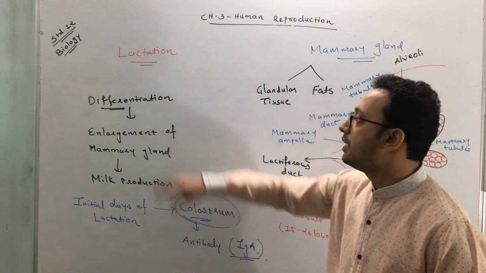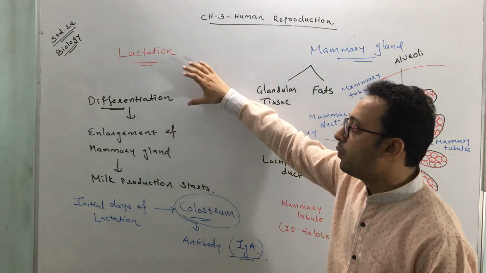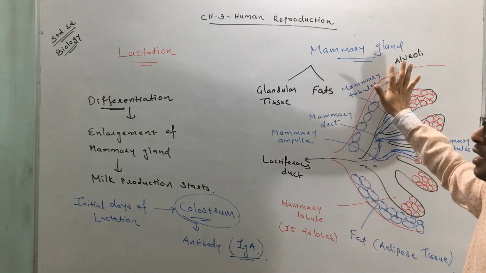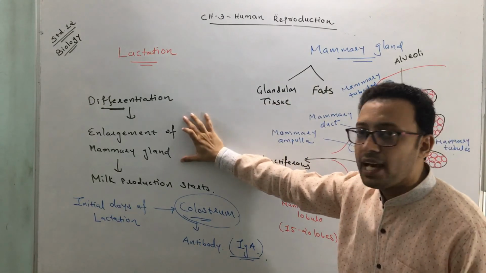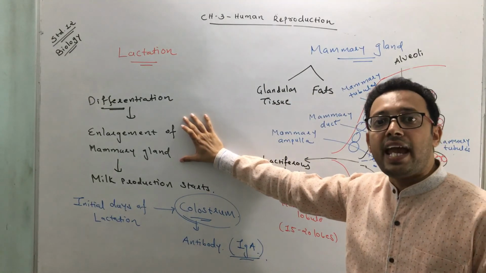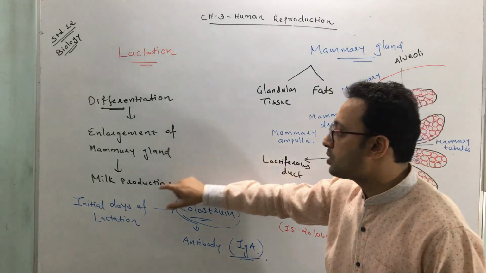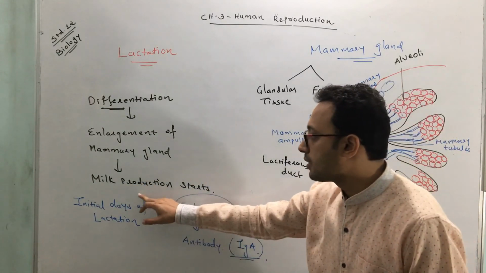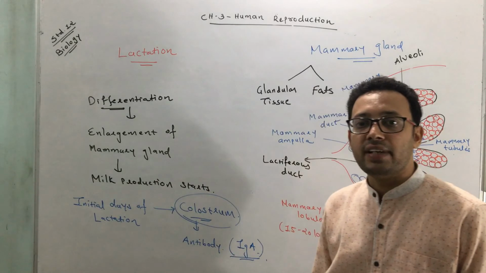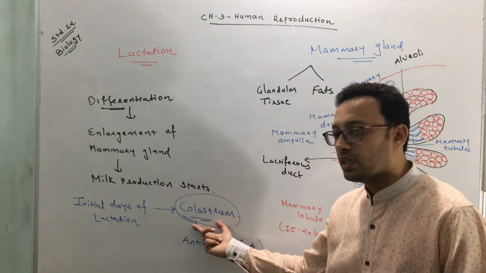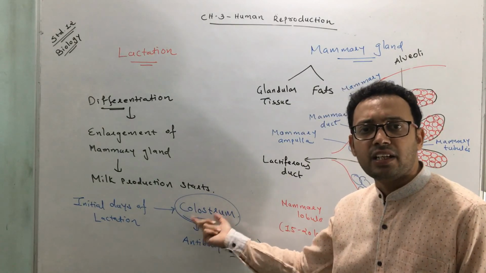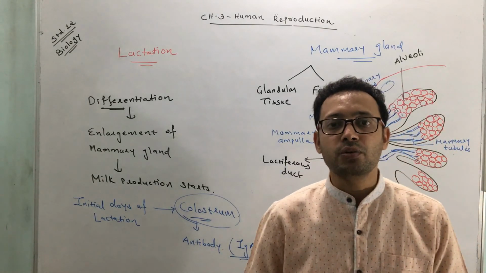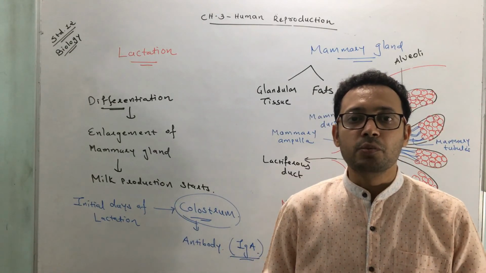So this is called lactation. How does it occur? Once a lady is pregnant, differentiation starts, meaning development of this mammary gland starts, and there is an enlargement of the mammary gland. At the end of pregnancy, it starts to produce milk under the influence of a hormone, and the milk secreted in the initial days of lactation is called colostrum, which is slightly yellowish in color and contains antibodies. So that's all about chapter number 3, human reproduction.